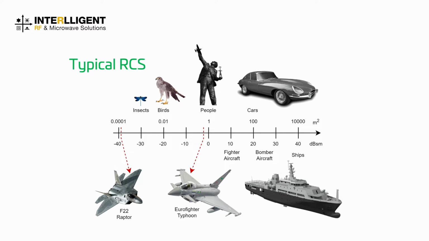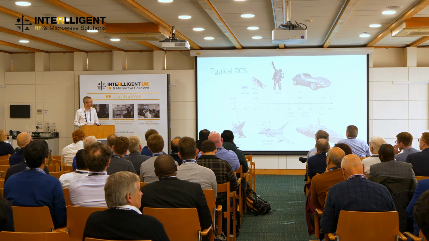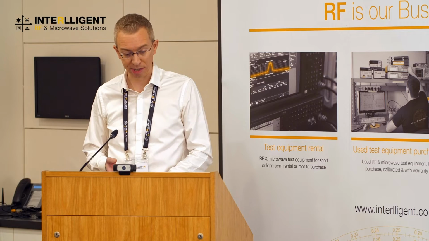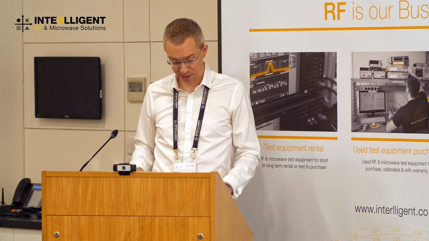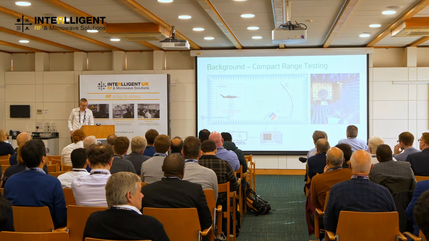So just for reference, a person has a radar cross-section of about 1 meter square. You can see an insect there is sort of 30 dBsm down on that, so a factor of 1,000. Rather impressively, an F-22 Raptor has a smaller radar cross-section than an insect, which is thoroughly impressive, but it pays the price because it can't have an external weapons bay. And the cost of maintaining the wings and fuselage and all the joints is very, very expensive.